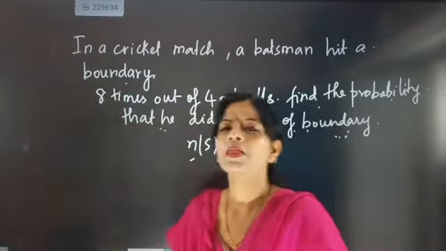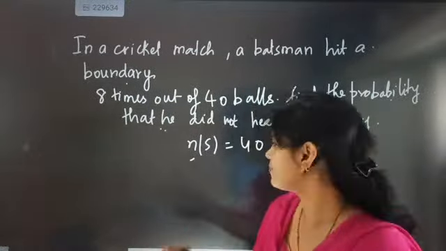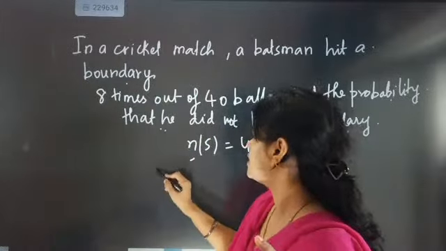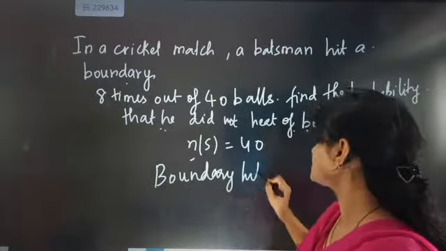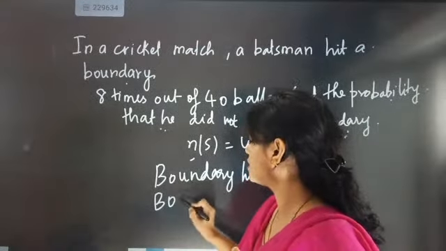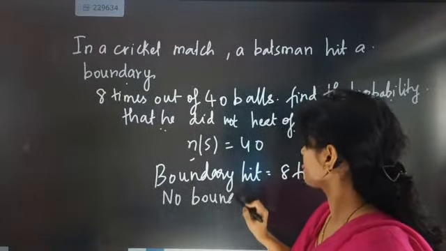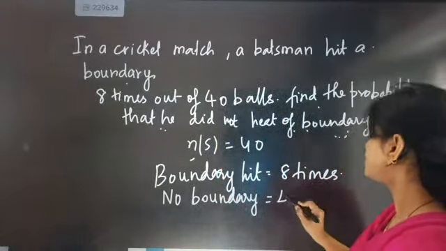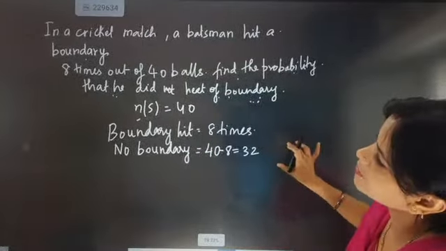So 40 is there, fine. But out of 40 balls he is hitting boundary 8 times. Then remaining balls, how many balls is he not hitting boundary? When he is hitting boundary 8 times, then boundary not hit. No boundary will be how many? 32. Fine, correct. So 40 minus 8 is 32.